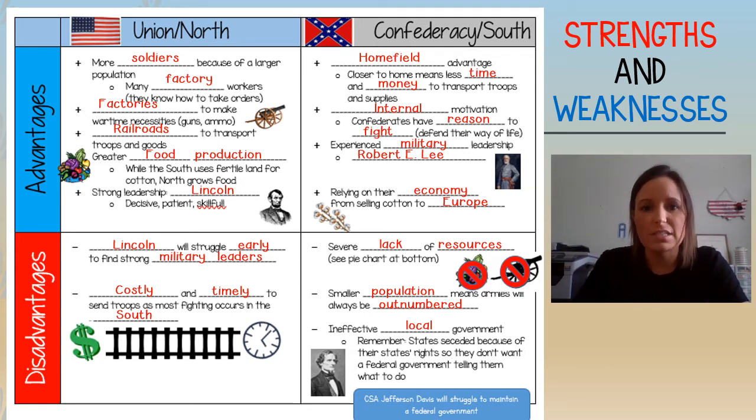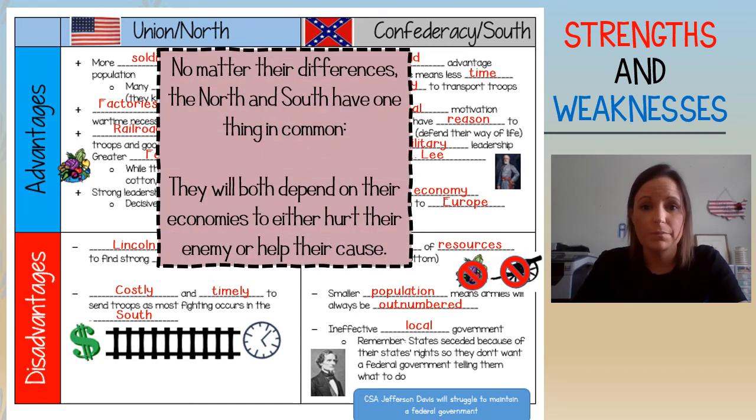In conclusion, it seems that whatever the weakness is for one, it is the strength of the other side. So, what is the only thing the Union and Confederacy do have in common? Both sides will depend on their economies to help them win. For the industrial North, a transformation of products in their factories. For the planter South, selling that cotton to European merchants to fund their war. Spoiler alert, only one side's economy will be effective at this. It's the North.